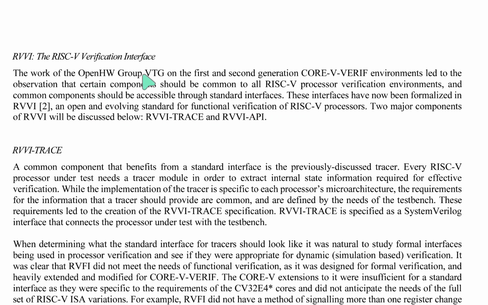The work of the OpenHW Group VTG on the first and second generations of the CORE-V-VERIF environment led to the observation that certain components should be common to all RISC-V processor verification environments, and a common component should be accessible through standard interfaces. So these interfaces have now been formalized in RVVI, the open and evolving standard for functional verification of RISC-V processors. The two major components of RVVI will be discussed: RVVI-TRACE and RVVI-API.